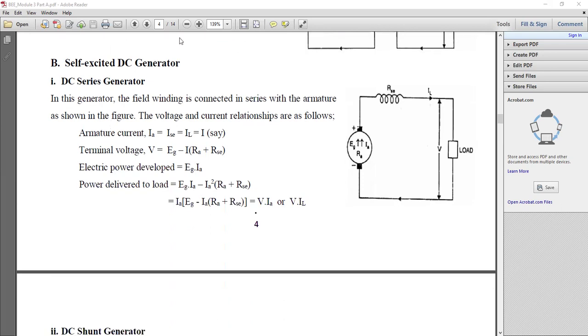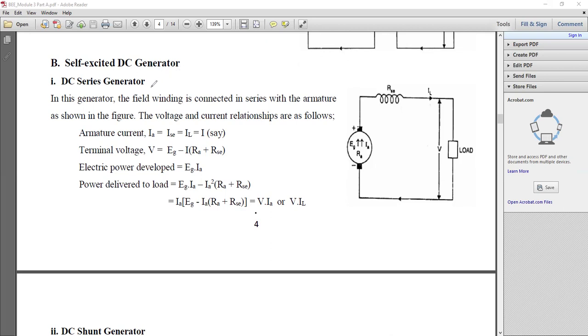Now I would like to go for the self-excited DC generator. What do you mean by self-excited DC generator? Here, we do not require any additional power supply for activating the field. Here you can see there are different configurations for the connection of armature and field winding. No separate excitation circuit, you can note that down.